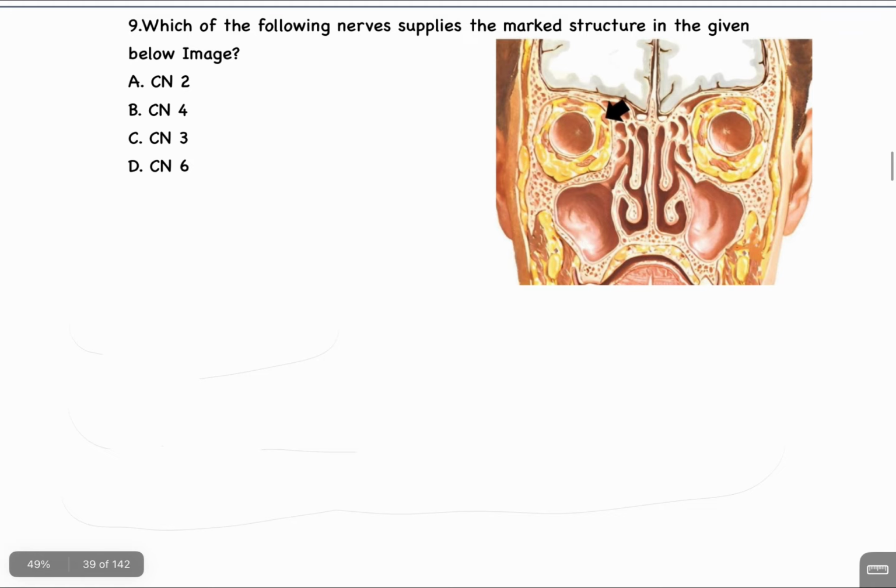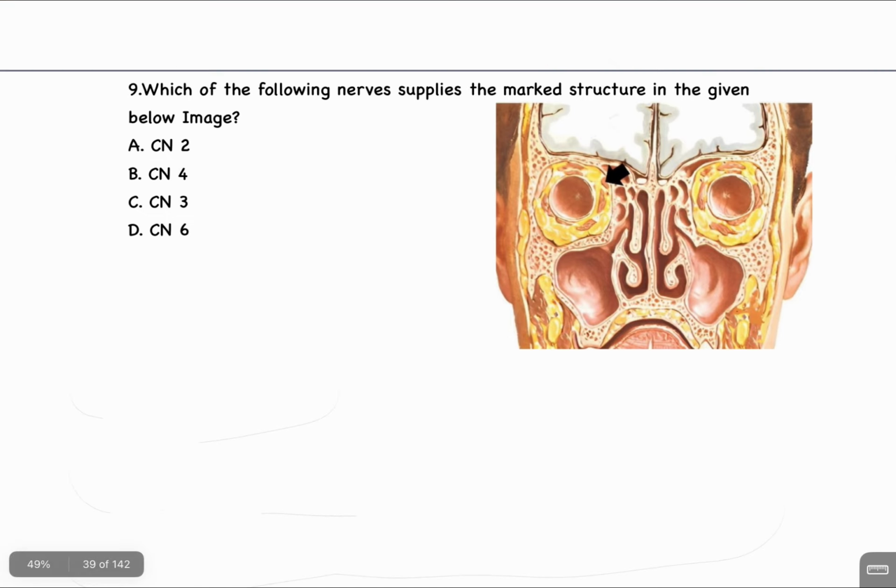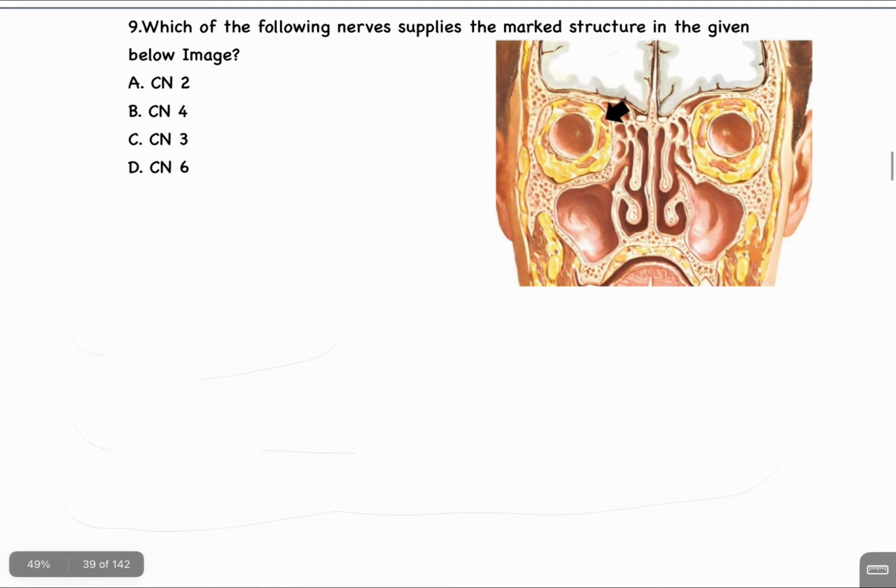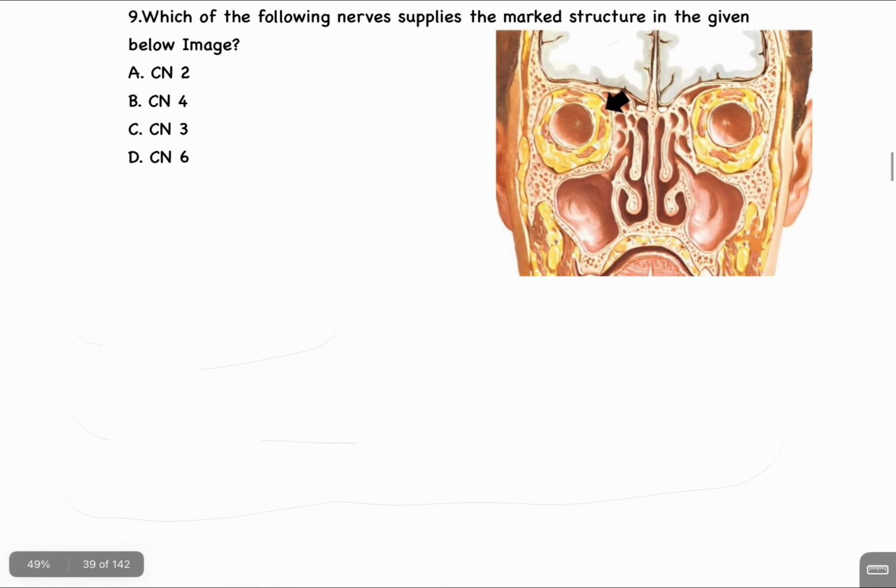Question number 9. Which of the following nerves supplies the marked structure in the image given below? A. Cranial nerve number 2. B. Cranial nerve number 4. C. Cranial nerve number 3. D. Cranial nerve number 6. The answer is B.